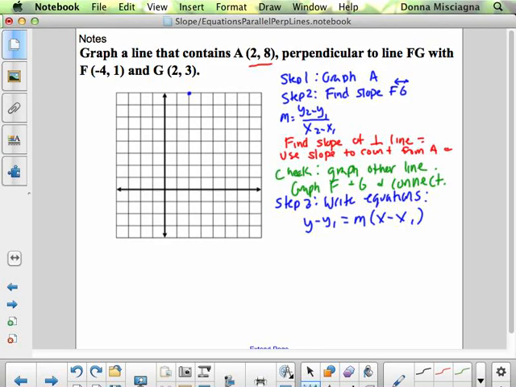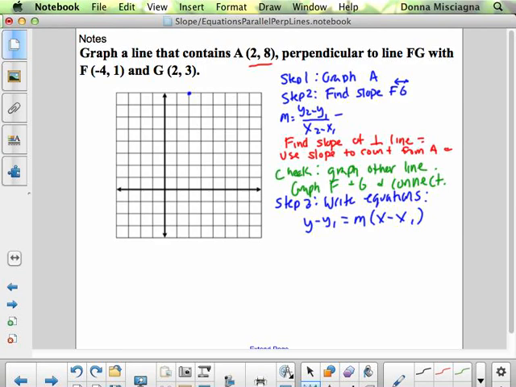Step 2, we have to find the slope of FG. So we're going to use the slope formula: the difference in the y coordinates over the difference in the x coordinates. It does not matter which point we start with, but whatever point we start with, let's be consistent. I'm just going to work left to right, so I'm going to start with point F.